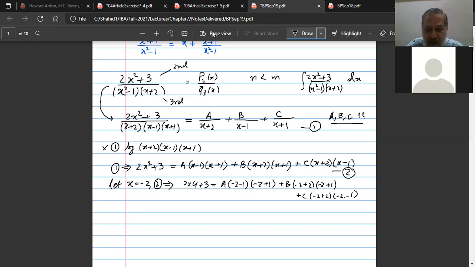So we see that this cancels out, and 4 into 2, 8, plus 3 is 11, minus 3, minus 1 is 3a, and that gives me the numerical value of a to be 11 by 3. So I have obtained the value of a. This is obtained. Then my next target is b की value मालूम करूं.